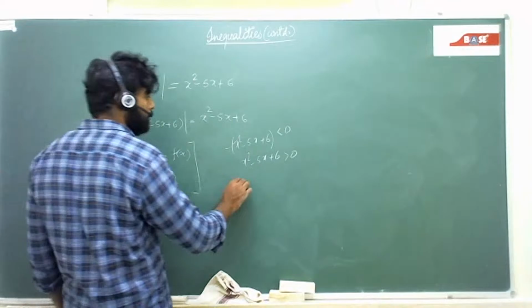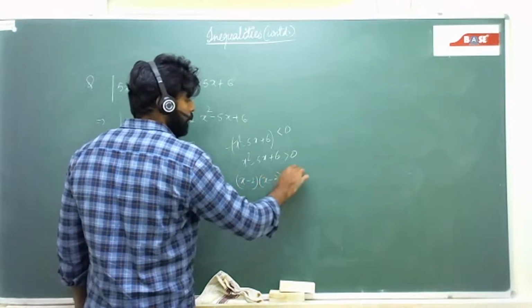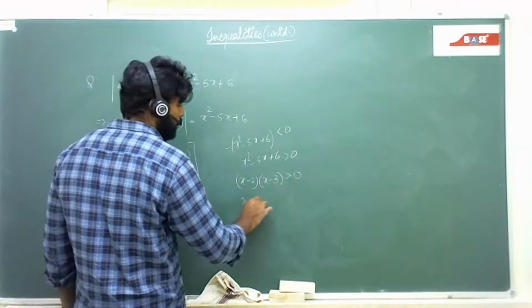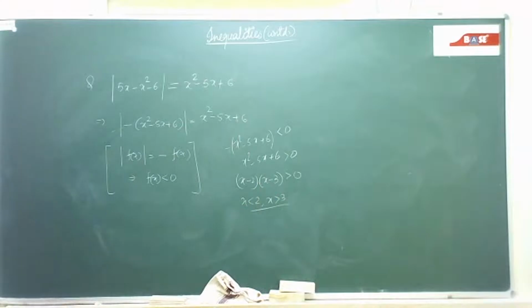So if we solve it further, we have (x − 2)(x − 3) more than 0. So x less than 2 and x more than 3. So that's what the region is. Moving on.